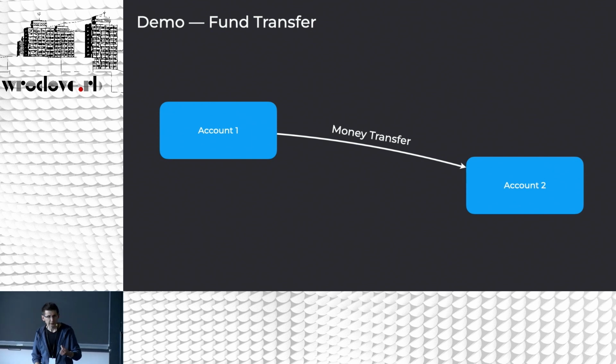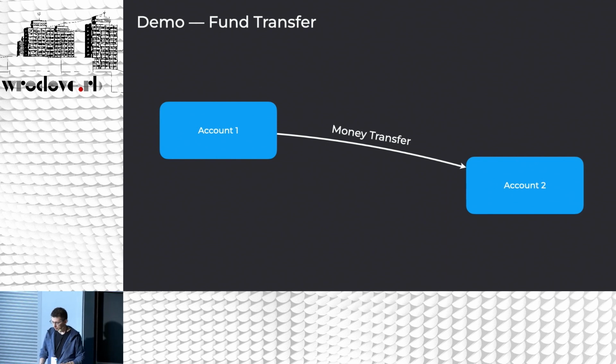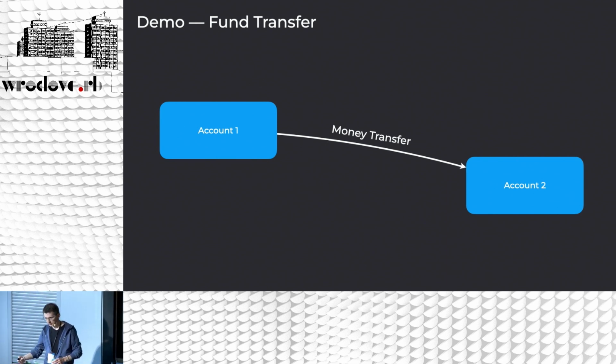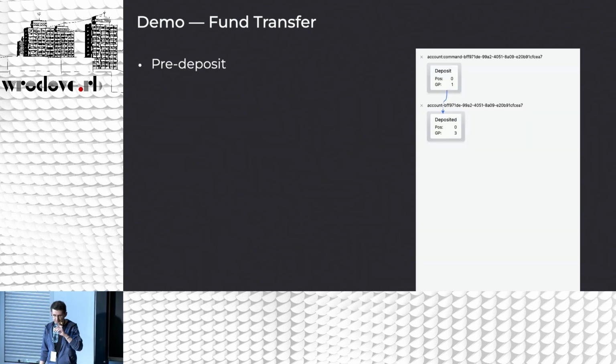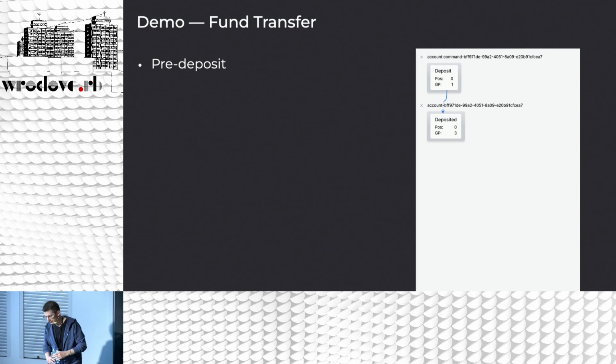So now we are going to make a fund transfer. We have two accounts. We have money on the first account, and we want to transfer it to the second account. So what do we have? What do we need to do? We have a fund transfer component, just as we have an account component. But first, we have to pre-deposit some money to the first account. Right. So this is nothing new.